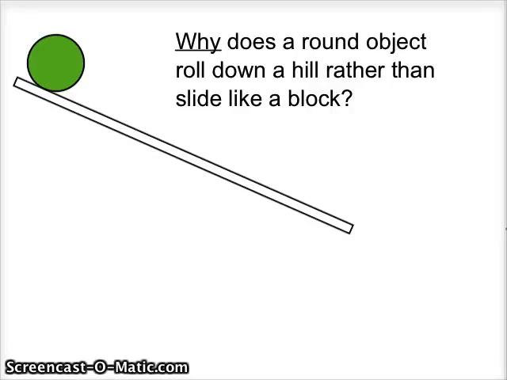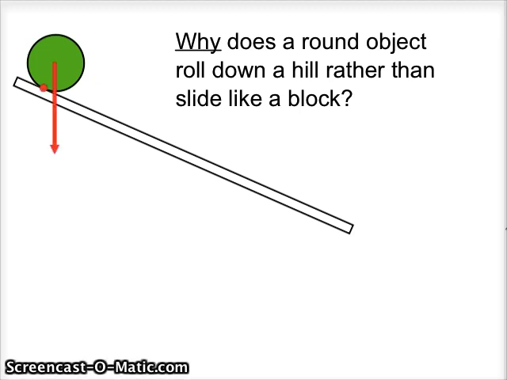We've all seen balls roll down a hill or an incline, but why does a round object roll rather than just sliding like a block? Well, some of you might automatically say friction. Some of you may say that gravity is what's causing it to happen. And actually, you're both right. It depends on which perspective you want to take.